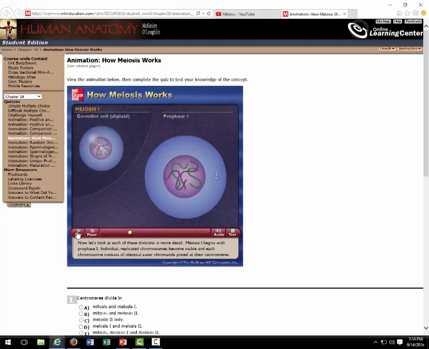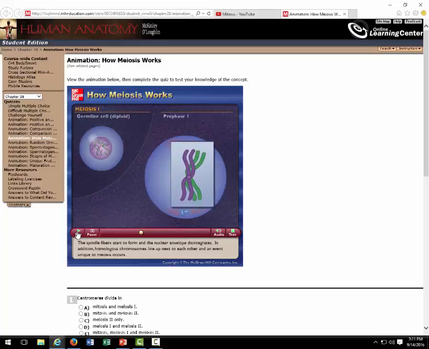Now let's look at each of these divisions in more detail. Meiosis 1 begins with prophase 1. Individual, replicated chromosomes become visible, and each chromosome consists of identical sister chromatids joined at their centromeres. The spindle fibers start to form, and the nuclear envelope disintegrates. In addition, homologous chromosomes line up next to each other, and an event unique to meiosis occurs.